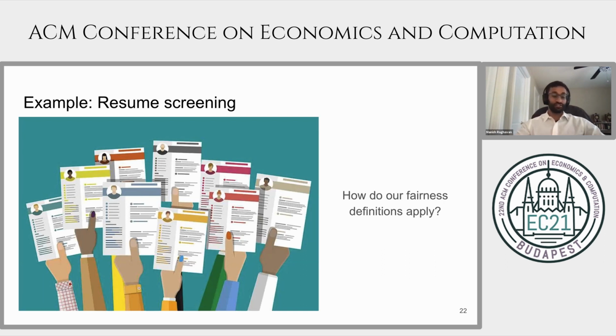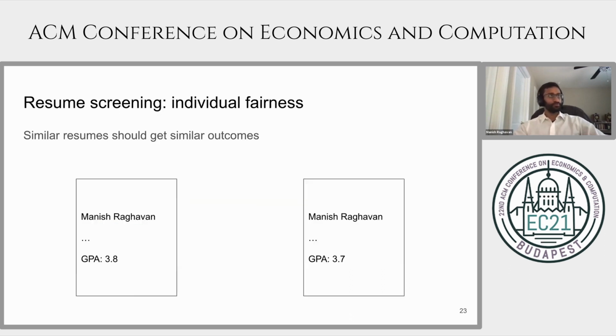So first off, it's easy to see the risks of discrimination here, given all the history of empirical findings on discrimination in resume screening and in hiring more generally. And so you could ask the question, what could our fairness definitions do here? How would they apply? So again, we'll run through these 3 high-level approaches and see what they might tell us.